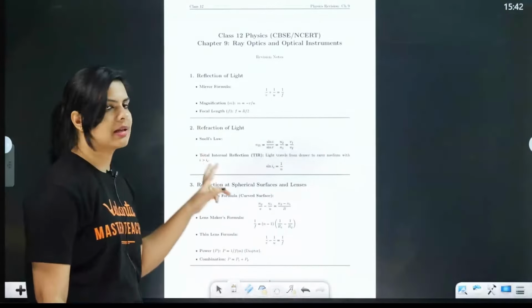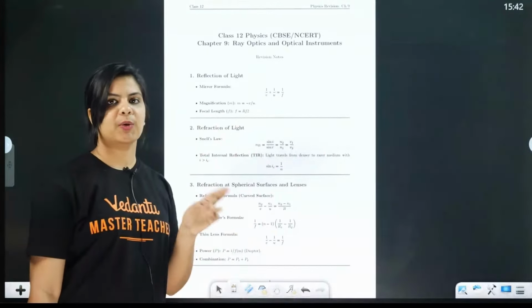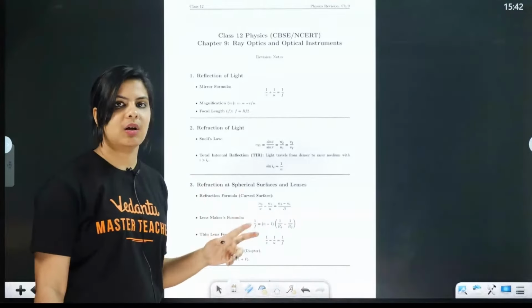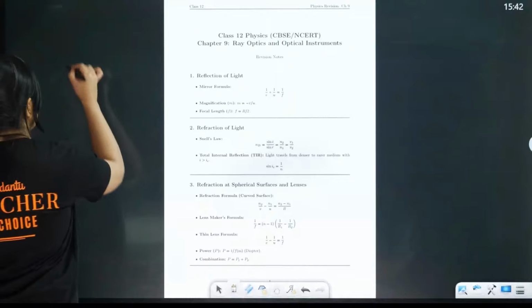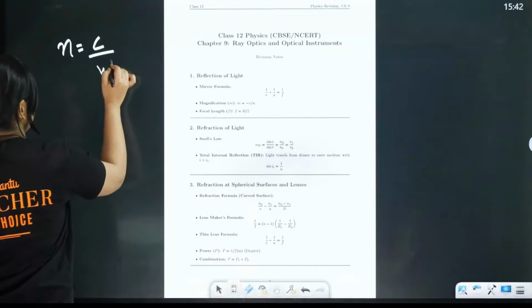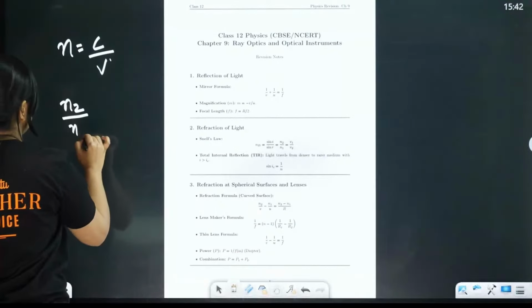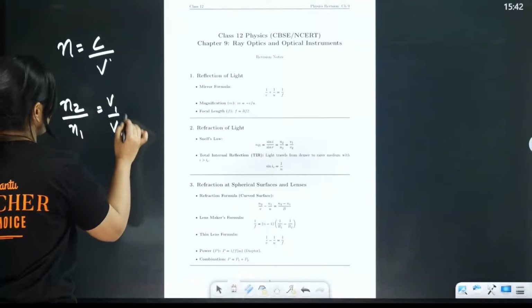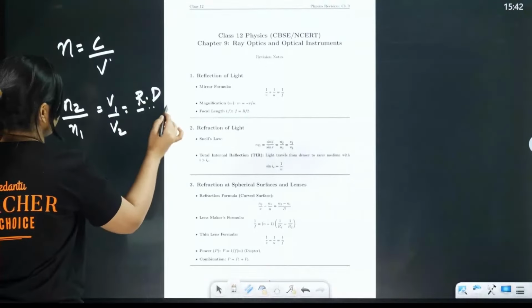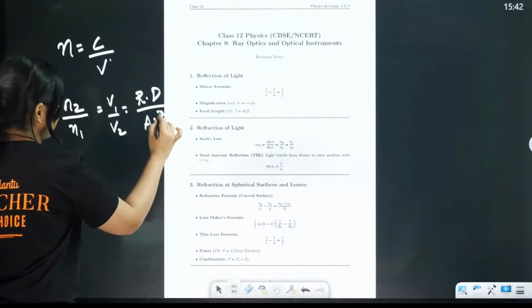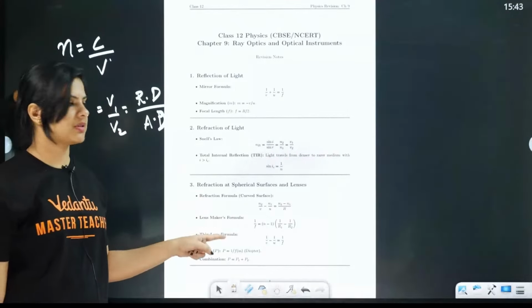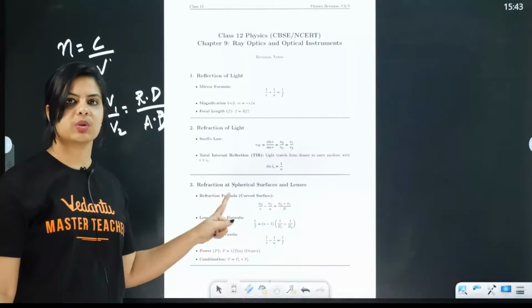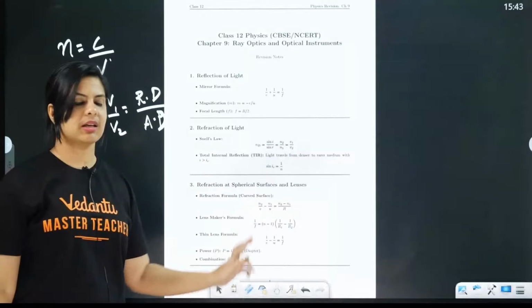Next, in refraction, there is Snell's law: N2 by N1 will be sin I by sin R, and for finding refractive index we have some other equations. For absolute refractive index it is nothing but C by V. So we can say N2 by N1 will be V1 by V2. Also we can connect it with real depth divided by apparent depth. Okay, apparent depth also. So these are the equations. Next, refraction on a curved surface: N2 minus N1 by R equals N2 by V minus N1 by U.